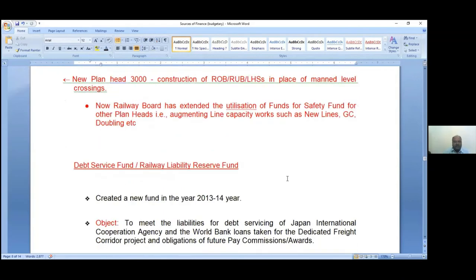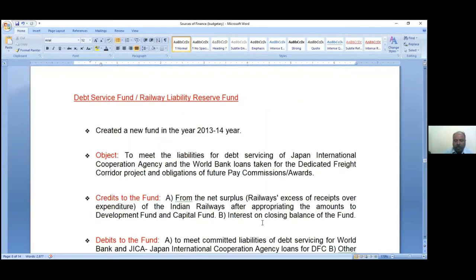Debt Service Fund, or sometimes it is called the Liability Reserve Fund. Finally, now in Railway Board documents, it is reflected in 2013-14. What are the liabilities? Debts for the construction of the DFC, Dedicated Freight Corridor, and any future obligations, so implementation of the Pay Commission. It was created in 2013-14.